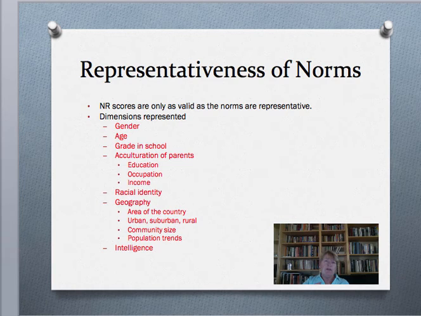And not only are the norms representative, but we also want to look at how recent that normative group was, how recent are the norms. So one thing that test makers use to get a representative normative group is a census. We want to look to see if a census was used, because censuses tell us gender, age, grade, proportions of all of those things in the general population. We want to see that the norms were proportionally representative of the various groups that are found in a census, and we want to see that census was a recent census.